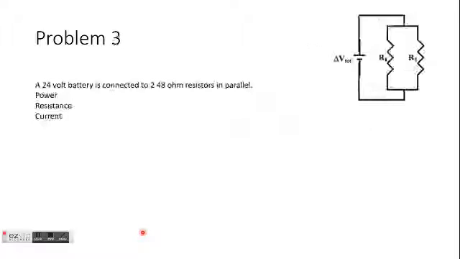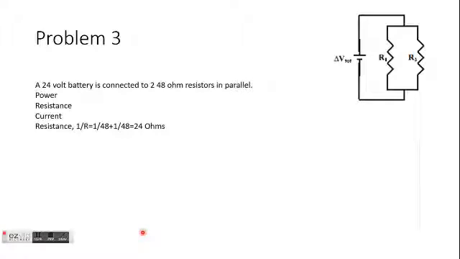A 24-volt battery is connected to 2 48 ohm resistors in parallel. So R1 and R2 are both 48 ohms. Power, resistance, current. So first we're going to find resistance. So we'd say that 1 over R is equal to 1 over 48 plus 1 over 48. So that's 1 over 24 is equal to 1 over R, right? Because 2 over 48 is 1 over 24 if you reduce the fraction.